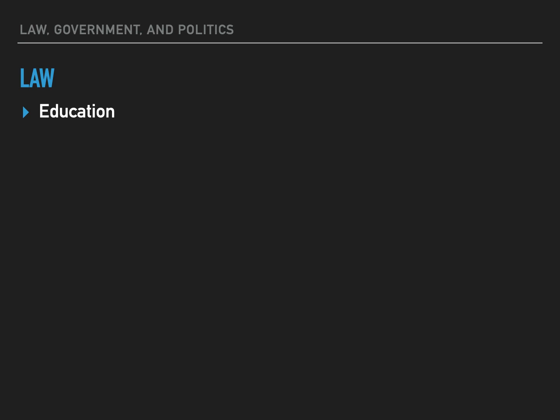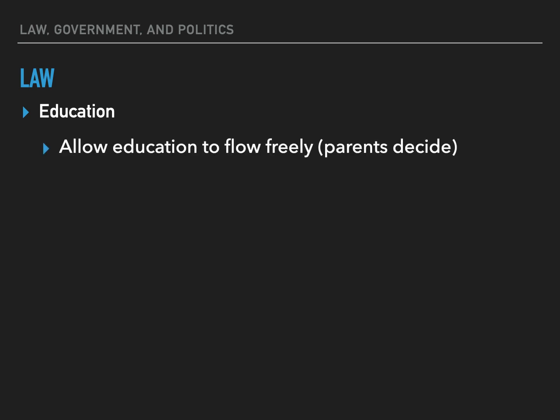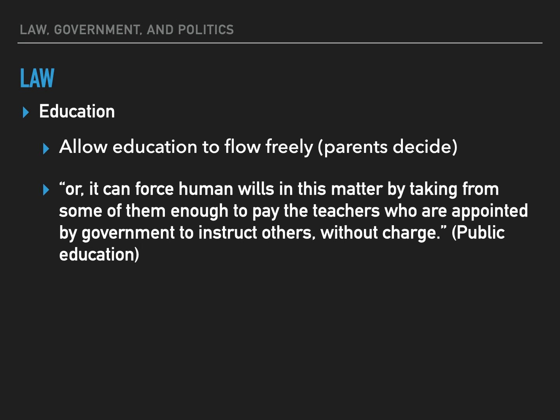He says government has two choices: allow education to flow freely, how it has occurred most often in human history, where parents decide and provide for their own children, or it can force human wills in this matter by taking from some of them enough to pay teachers who are appointed by government to instruct others without charge. Today, we call this arrangement public education.